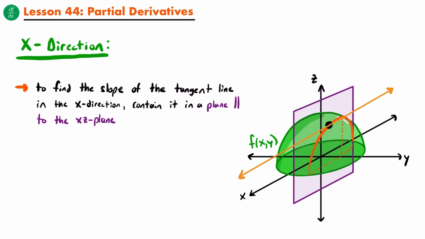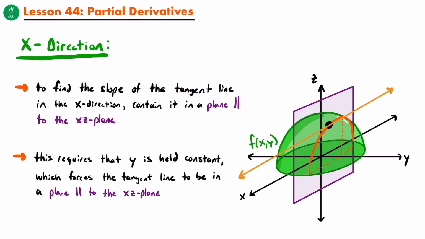And when we do this, what this ultimately requires is that we hold y as a constant, okay? In this plane parallel to the xz plane, the y value never changes. If you look along the y-axis here, we never leave this particular y value. This plane would be represented by an equation y equals some constant, all right?